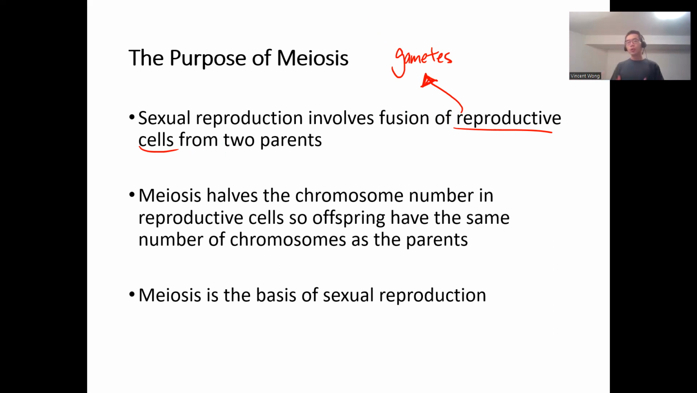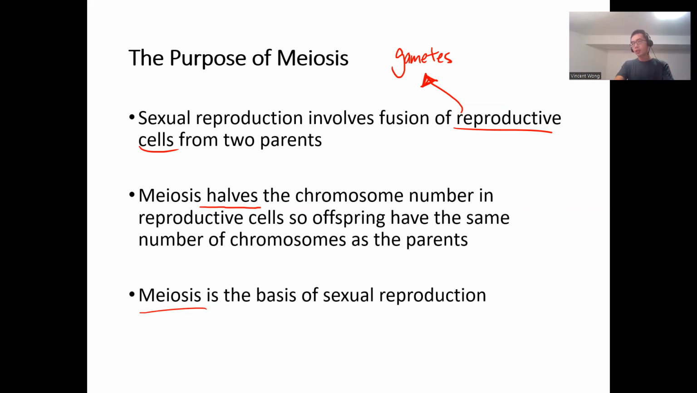So to produce these gametes, we would need to undergo the process of meiosis, where the number of chromosomes is going to be reduced by half. Humans have 46 chromosomes, so in the gametes, we would have 23 chromosomes in the egg and 23 chromosomes in the sperm, and when they join together, 23 gives you back the 46, right? So the process of meiosis is the basis of sexual reproduction.